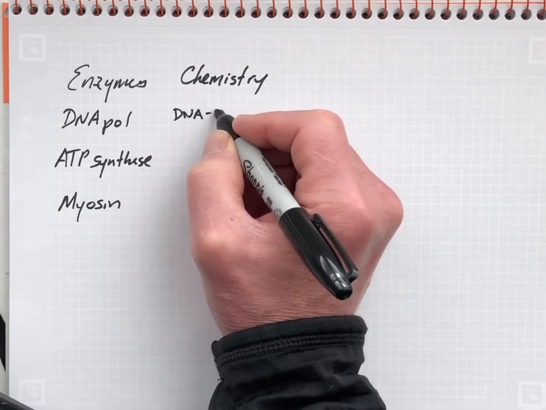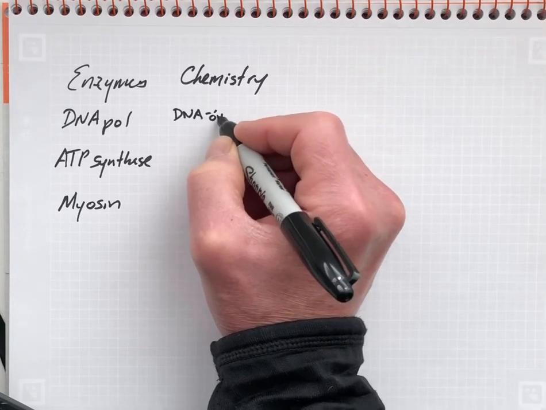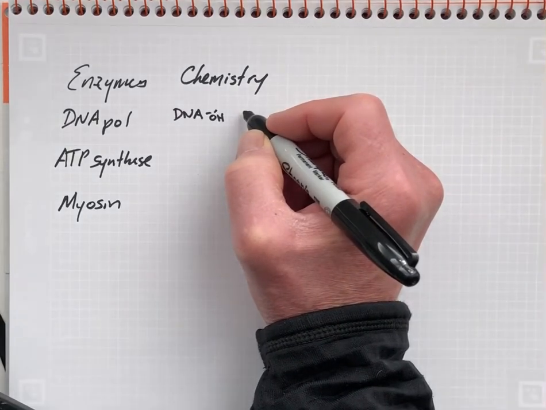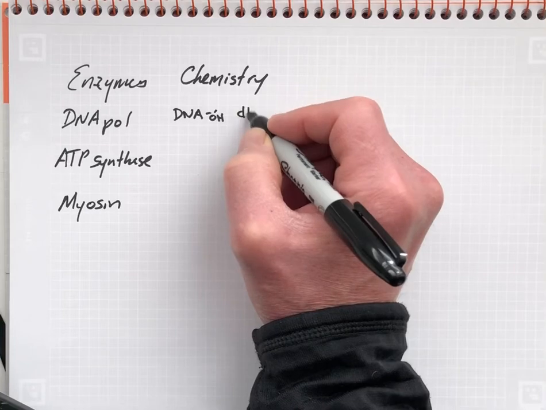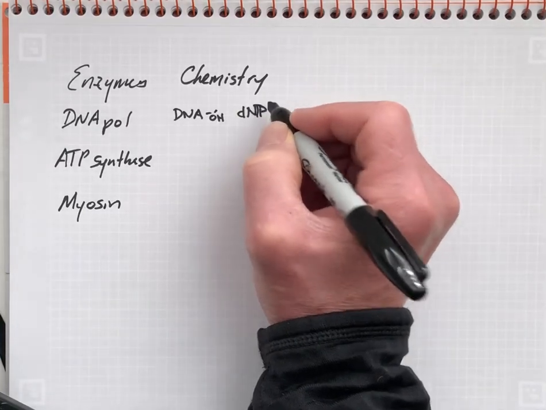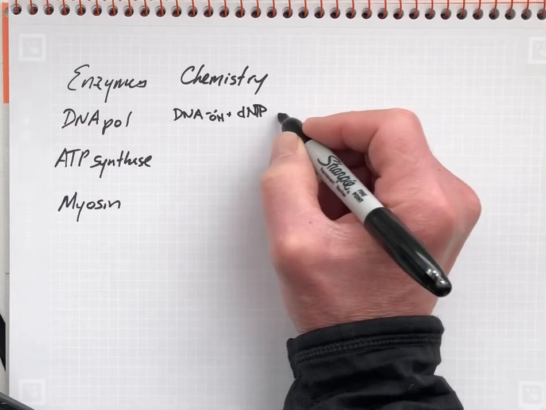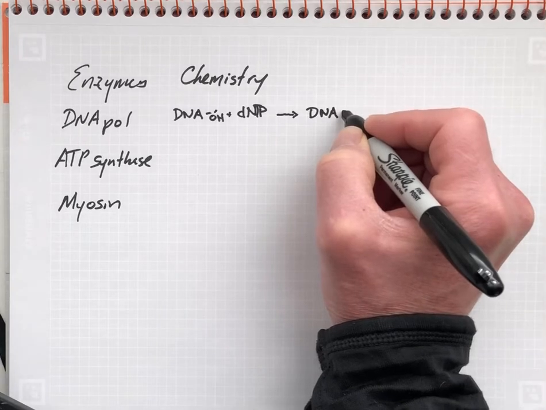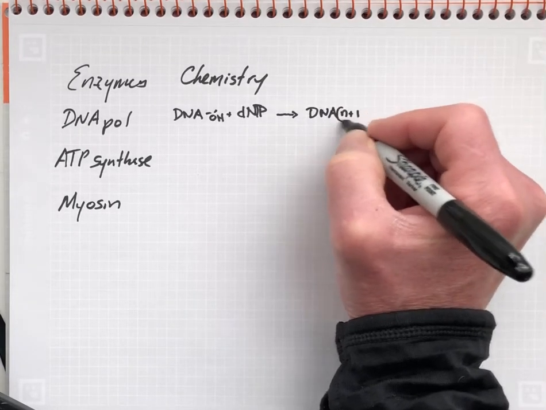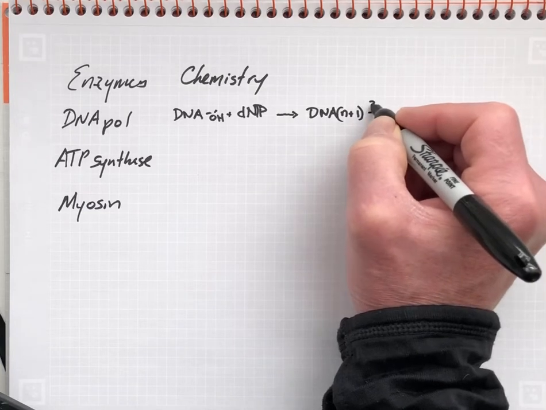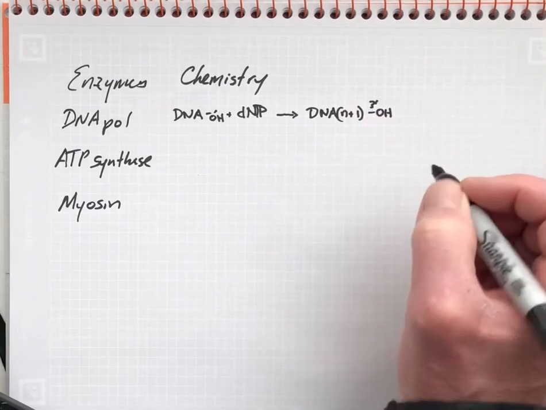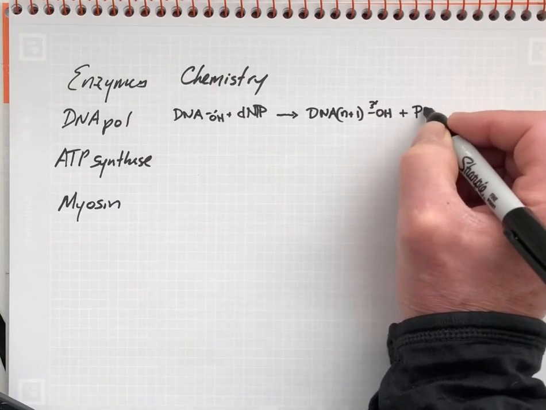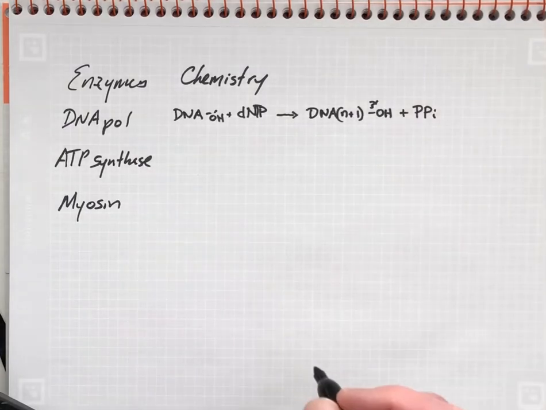with its 3' hydroxyl group and combining that with an activated nucleotide triphosphate in the deoxy form, so a dNTP. And then we're creating a DNA primer, which is one longer, N+1, and has also a 3' hydroxyl group for the next round of nucleotidyl transfer reaction. And the leaving group in this reaction is pyrophosphate, PPi.